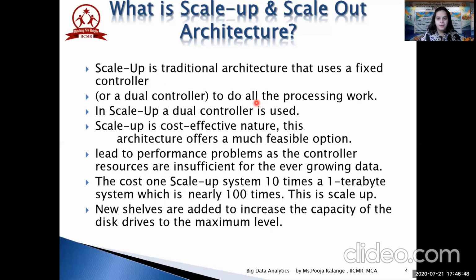Scale-up architecture, as I said already, is an architecture that uses a fixed controller, which is also called a dual controller. This dual controller is used to do all the processing work. Why is it required? Because it is cost-effective and it is also a feasible option when you want to do some vertical expansion.